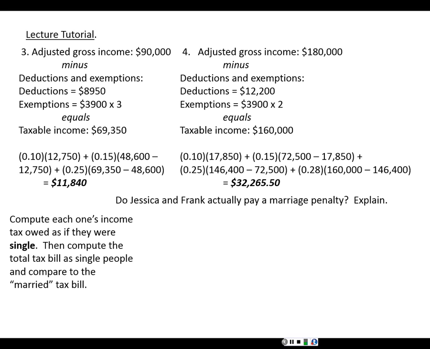So if the question is, do they pay a marriage penalty or have a benefit, what you want to do is go back to the original problem and compute each person's income as if they were single. Not married filing separately, but single. If they had never gotten married, how much would each one pay in taxes? Then add their two single people taxes together and see if they paid more as single people or if they would have paid more as married people. So please, one more time, hit pause before I show you the answers to that.